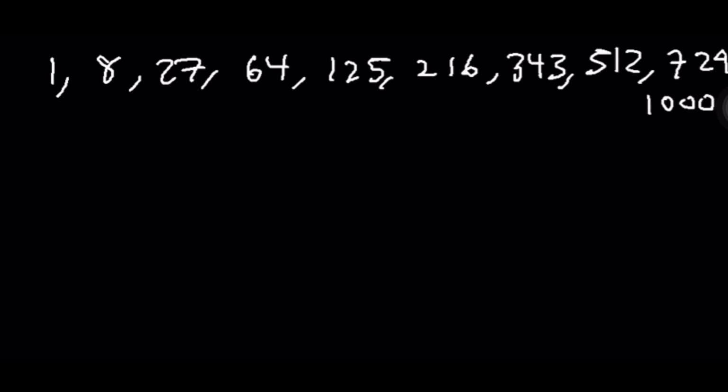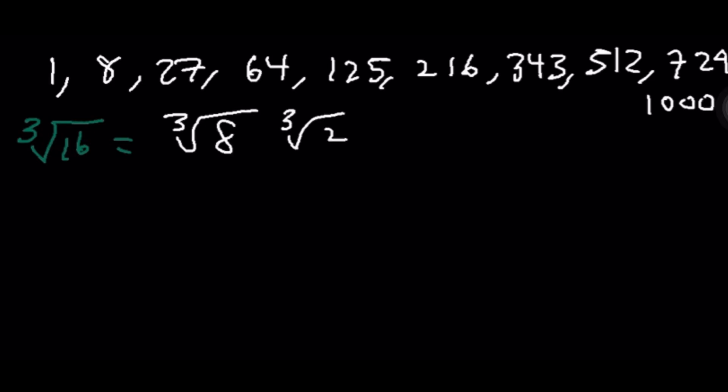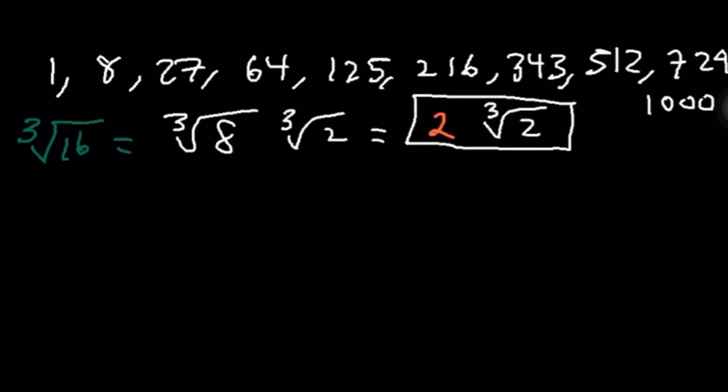So let's say you want to find the cube root of 16. What is the highest perfect cube that goes into 16? Well, it's none other than 8. 16 divided by 8 is 2. So you want to rewrite the cube root of 16 as the cube root of 8 times the cube root of 2. And the cube root of 8 is 2, because 2 to the third power is 8. So this simplifies to this answer.